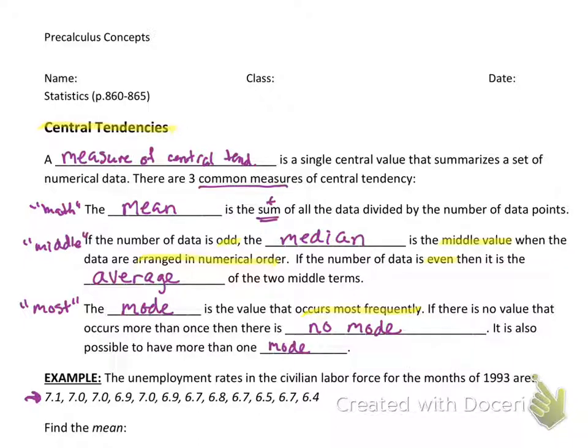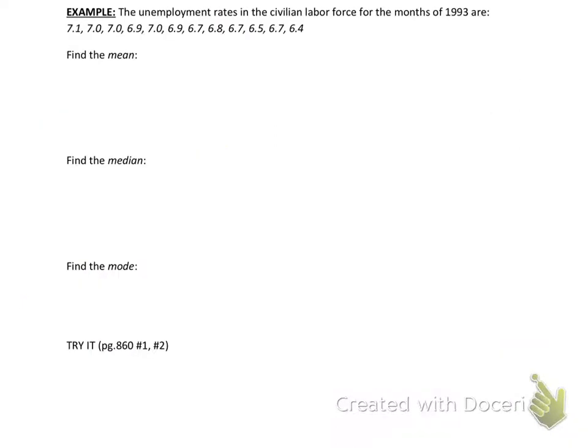Okay, so you can have one mode, just one number that occurs the most. You can have no mode, where every single number occurs the exact same number of times. Or you could have a couple modes where 1 or 2 numbers occur the most. Okay, so either one is fine. Mean, math, median, middle, mode, most. Don't get them confused, and I think it's pretty straightforward.